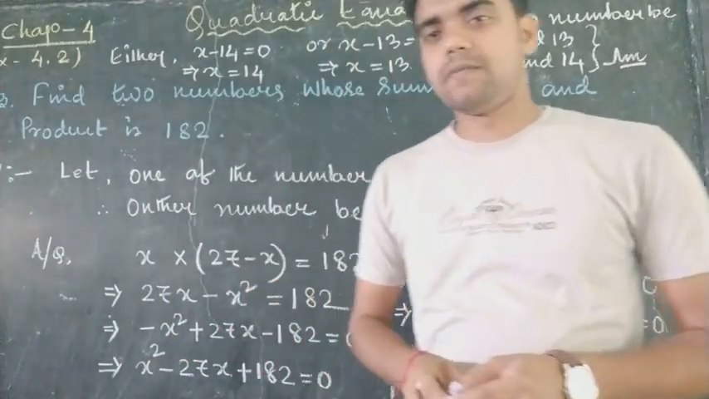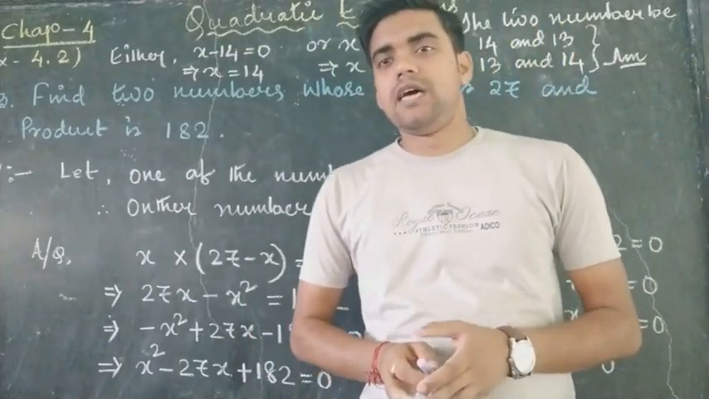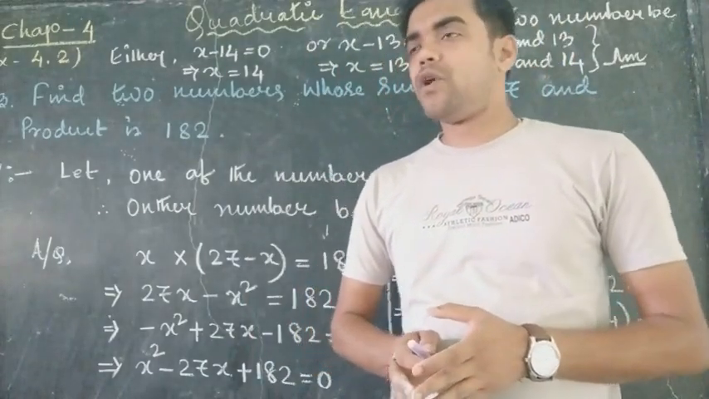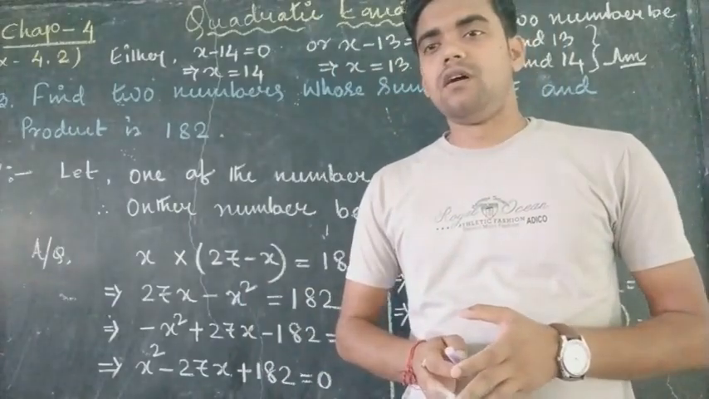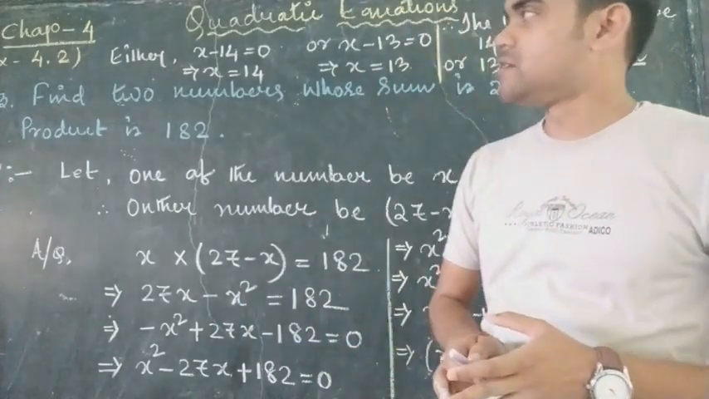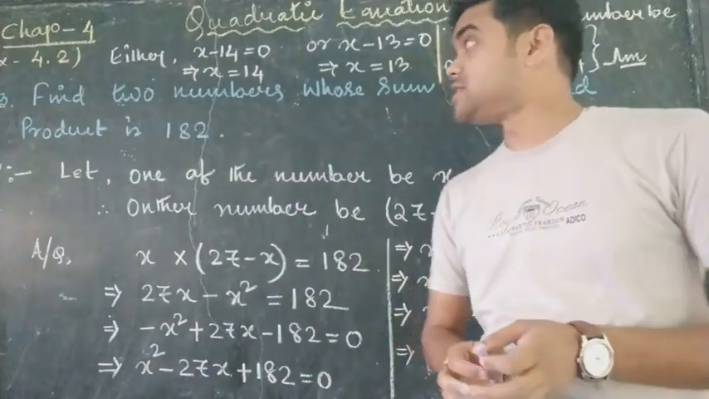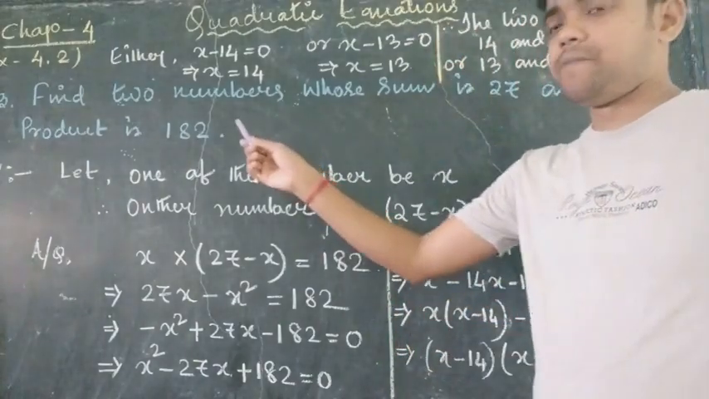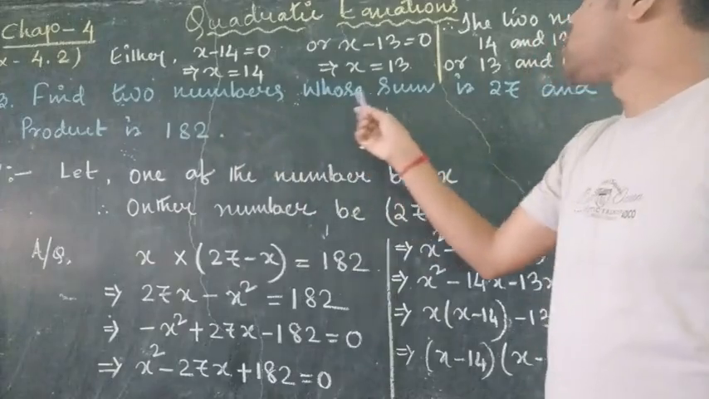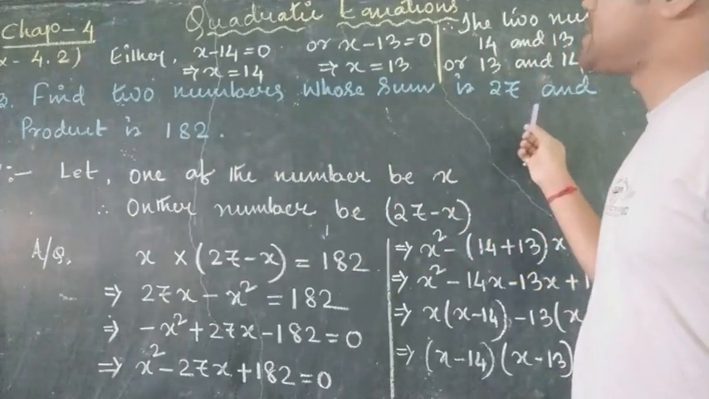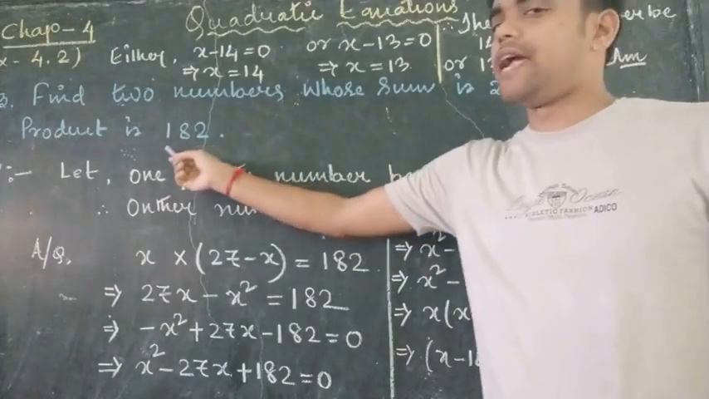So today in class we solve exercise 4.2 question number 3. Okay. Let's see what question number 3 in this exercise is. Question number 3 is, you can see, find two numbers whose sum is 27 and product is 182.